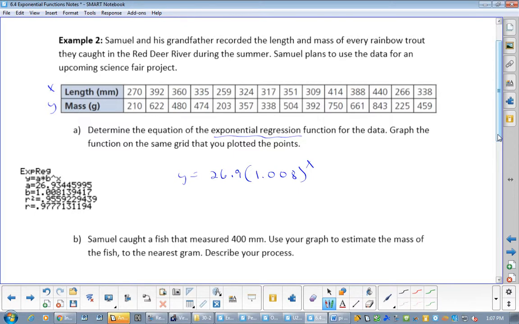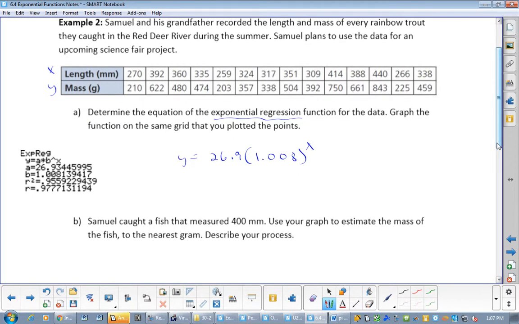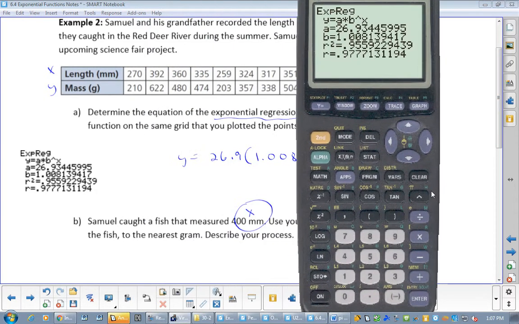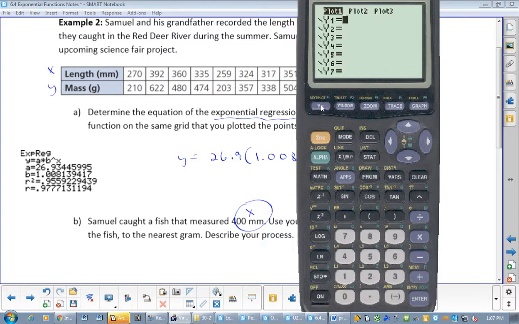Now, Sam caught a fish that measured 400 millimeters. Is that an x value or a y value? It's an x. So if they give me an x, what do I use? Trace. Okay, you trace your x. Now, how am I supposed to do that with this calculator? I've got to go to y equals, vars, 5, equation, enter. Now I should go zoom 9 on this one to make sure that I am doing a stat graph, zoom 9.